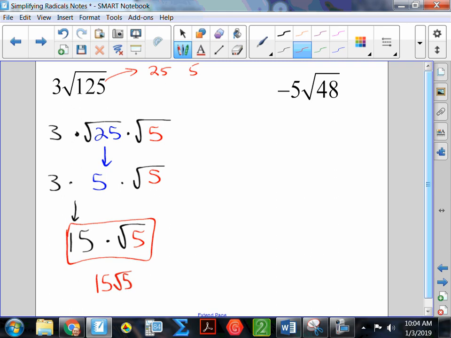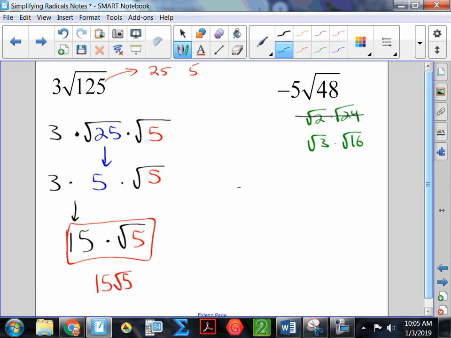For the second one, I have negative 5 times the square root of 48. And 48, if I start off with, I could say is 2 times 24. Neither one of those are perfect squares. I could try 3 times 16. And that actually works really well because 16 is a perfect square. If I would have done something like 4 and 12, 4 would have been a perfect square, but not as good of one to use as 16.